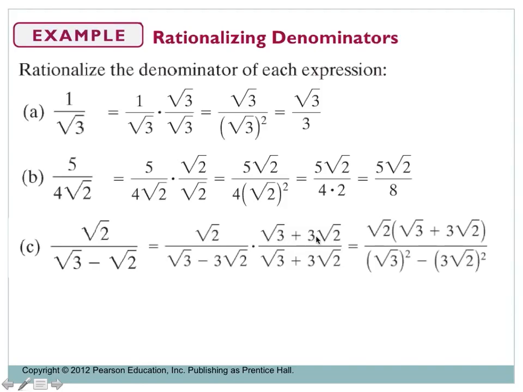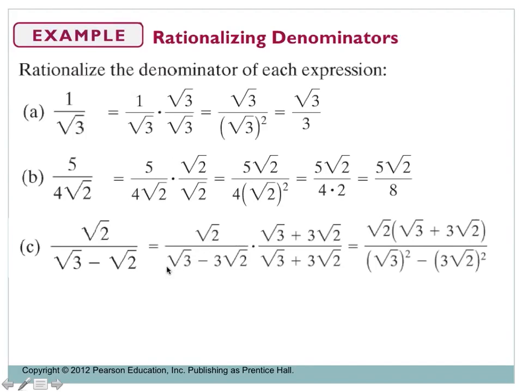Now this is not particularly nice looking, but what we're going to do on the top is we're going to distribute. So we have square root of 2 multiplied by the entire quantity, square root of 3 plus 3 root 2. And then in the denominator, what we're basically doing is FOIL, but all you need to keep in mind is that the outside term and the inside term, when you multiply them, are going to cancel with one another.